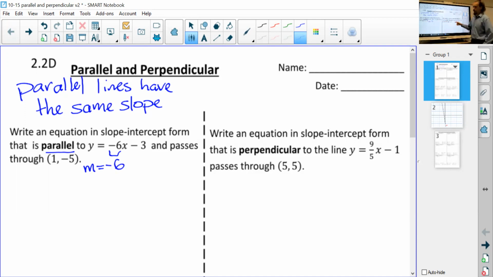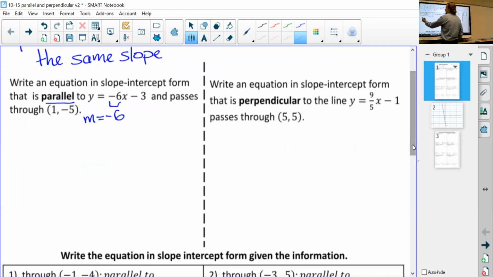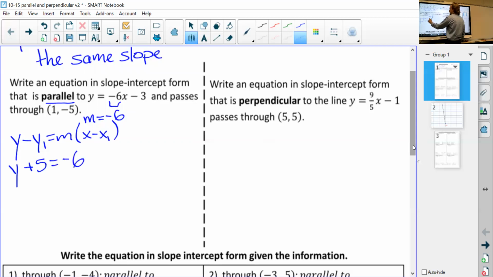Since we have a point and a slope, we can use point-slope form. Same as before: y minus y1 equals m times x minus x1. Hopefully you've committed that to memory because you've seen it enough times. So we fill in our values. y minus negative 5 is the same as y plus 5. m we said was negative 6, and that came from our original line. And then x minus 1. Okay, it's the same three steps for solving point-slope.